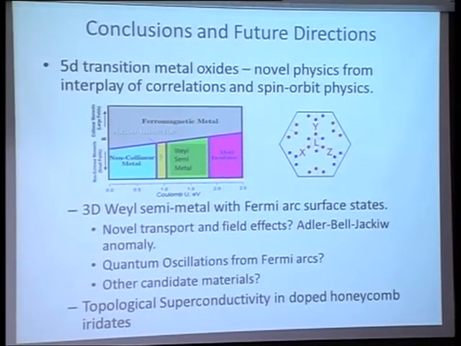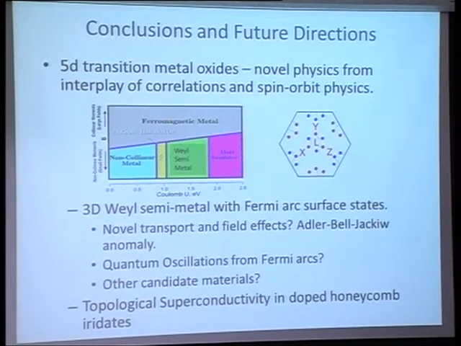So the main point I wanted to convey is that there's new and interesting physics when you combine correlation effects with spin orbit interactions. I gave a couple of examples, this Weyl semimetal, and there's still quite a lot of things to be figured out about this Weyl semimetal, although it's fairly simple to describe. What are the novel transport features? What are the interesting magnetic field effects?